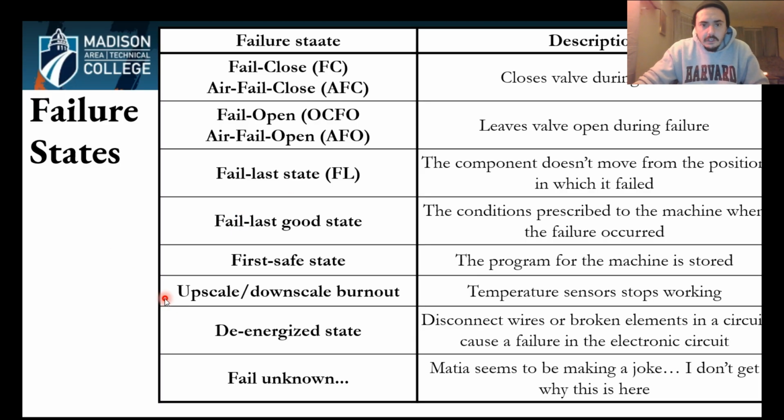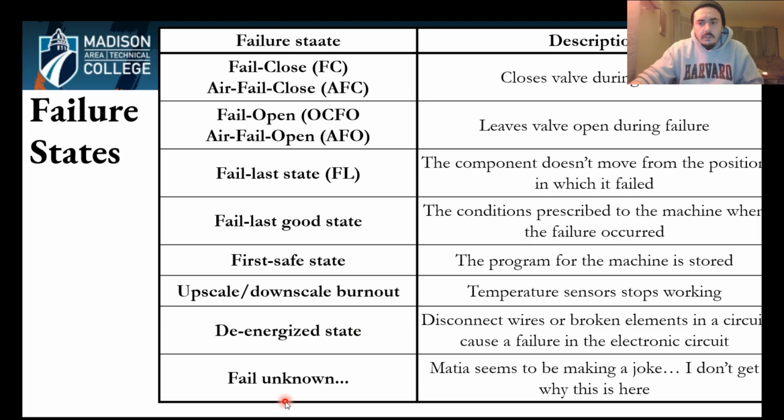All right, so then down here we have upscale slash downscale burnout. Basically this corresponds to when temperature sensors stop working. A de-energized state is when something is de-energized. Basically, the electrical contact or electrical power that's supposed to be supplied to it is not, and we need to figure out why.